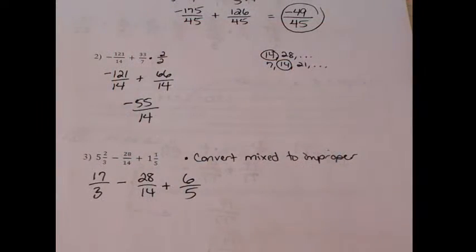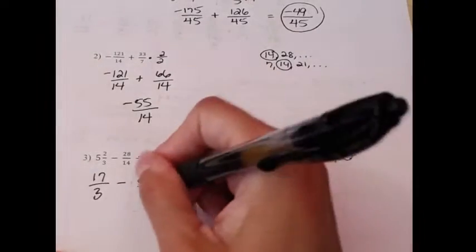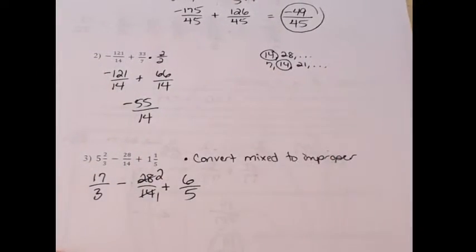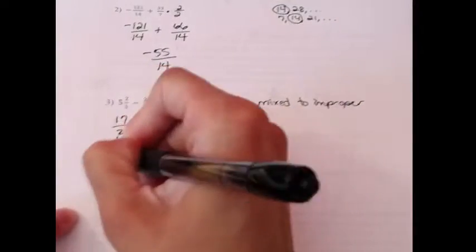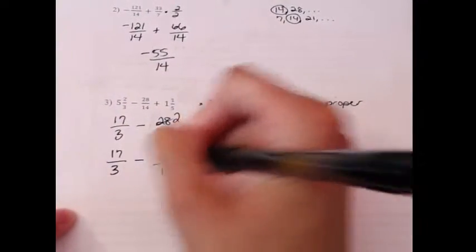Let's take a look. So 28 over 14, well, that just becomes a 2 over 1. So I'm going to rewrite this. Now we have 17 over 3 minus 2 over 1 plus 6 over 5.